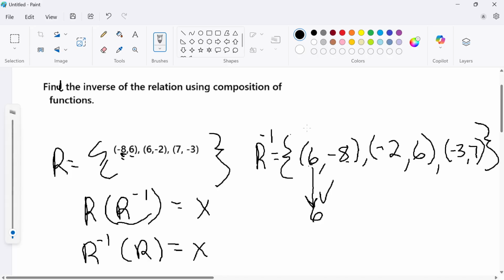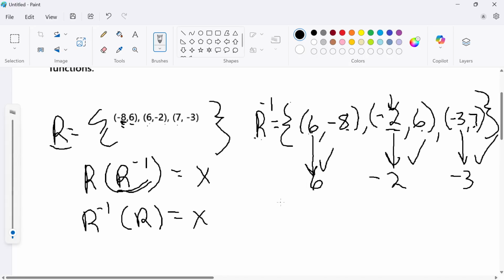r⁻¹ of -2. So -2 is the starting value, and it spits out 6. Here I go into the r function, the outer function. 6 spits out -2. It's back to -2. Check. It did what it's supposed to do. Whatever the original x I put in, in this case -2, once I get it through the inverse relation and then the original relation, it should come out with the same value, -2. So now -3 in the inverse relation gives 7. 7 in the relation gives -3. Back to the original. Check.